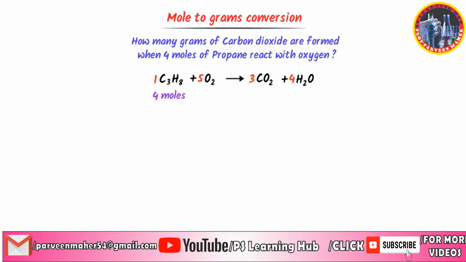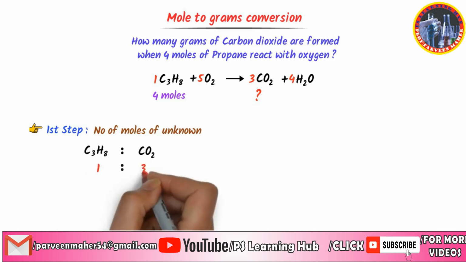Now 4 moles of propane will react with oxygen to form X grams of carbon dioxide. Although there are several ways to calculate it, I will use my personal way. I solve this type of problem in 2 steps. In the first step, I find the number of moles of unknown species like carbon dioxide. I establish relationship of ratio between propane and carbon dioxide. We can see that it is 1 to 3.